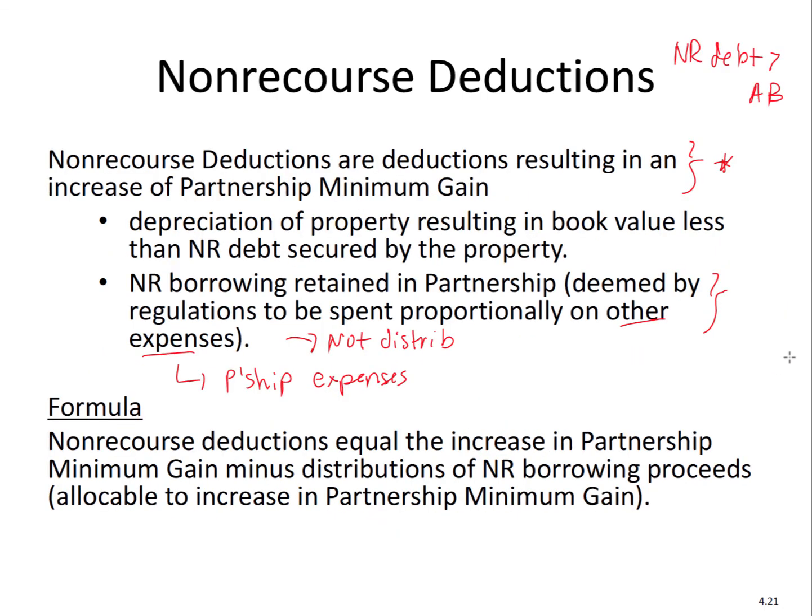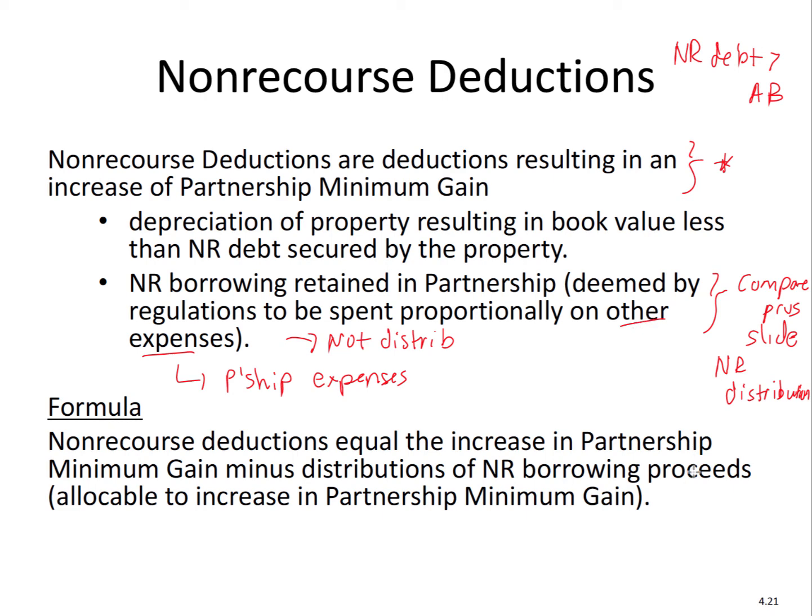I know it gets very, very nuanced here. And the formula is the non-recourse deductions equal the increase in the partnership minimum gain minus distributions of non-recourse borrowing proceeds. So again, I strongly recommend looking at some examples. So here I forgot to put compare previous slide, non-recourse distributions. So that's the key, is that last step. It's not distributed to the partners. It's actually paid out to the partnership for other expenses or to buy other assets.